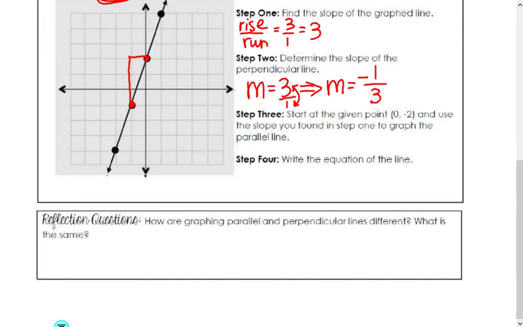Okay, start at the given point. Again, this is a special point because it's our y-intercept. So I'm going to go ahead and write my equation first. My slope is negative 1/3 x, and my y-intercept is at negative 2.